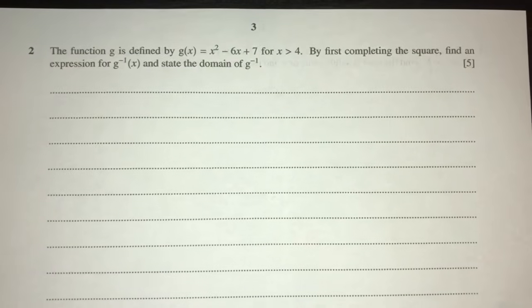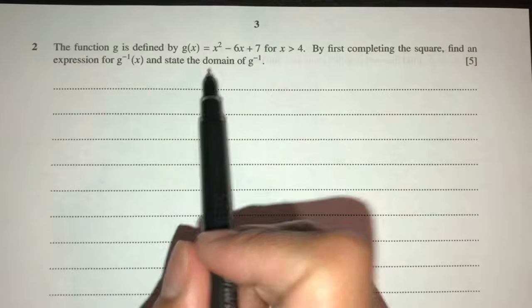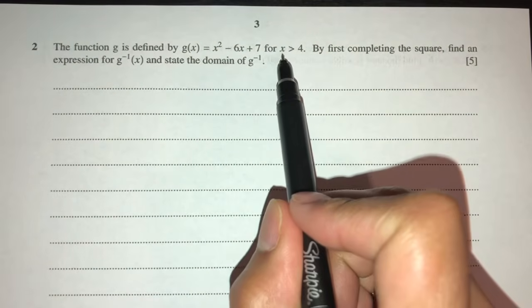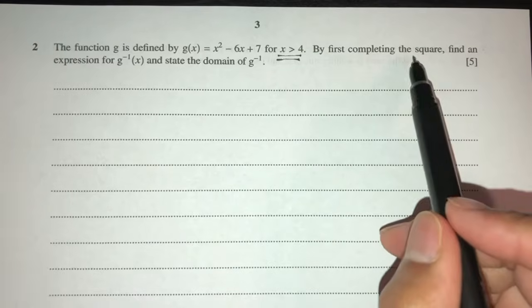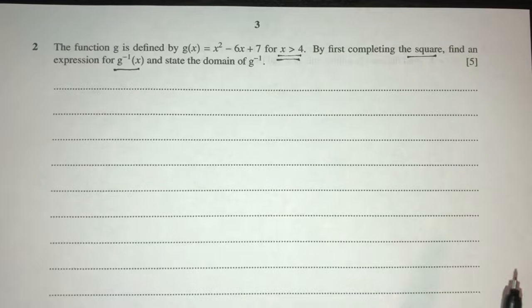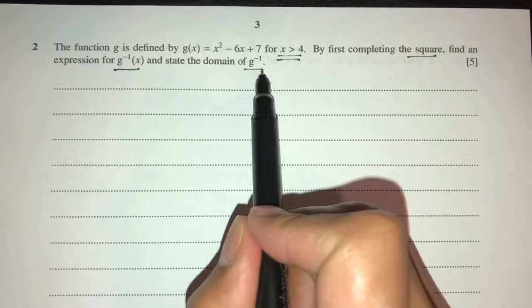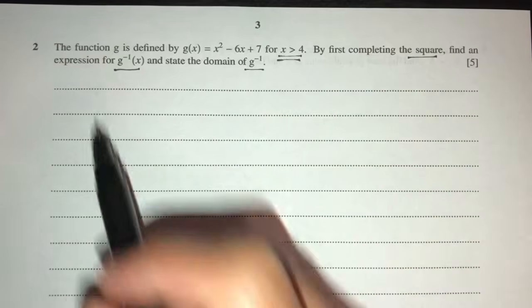Now let's move on to question number 2. The function g is defined by g of x equal to this, for x more than 4. Okay? By first completing the square, find an expression for g inverse of x and state the domain of g inverse of x. So one by one, first we have to complete the square.